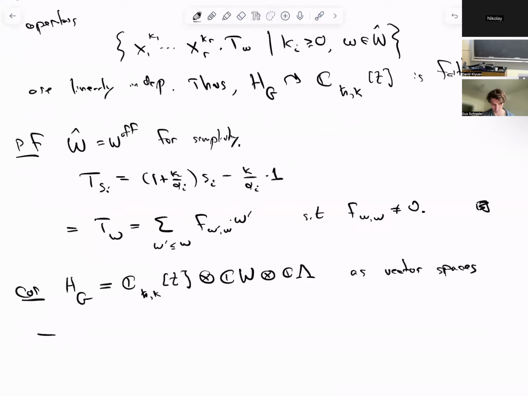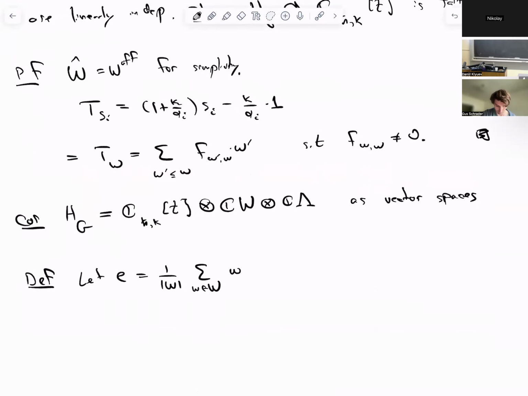Now let's introduce an important element. So this is called the symmetrizing or primitive idempotent. So let E be the average of all elements of the finite Weyl group. Then we also call EHGE the spherical degenerate or trig double affine Hecke algebra. So little d will be for degenerate.